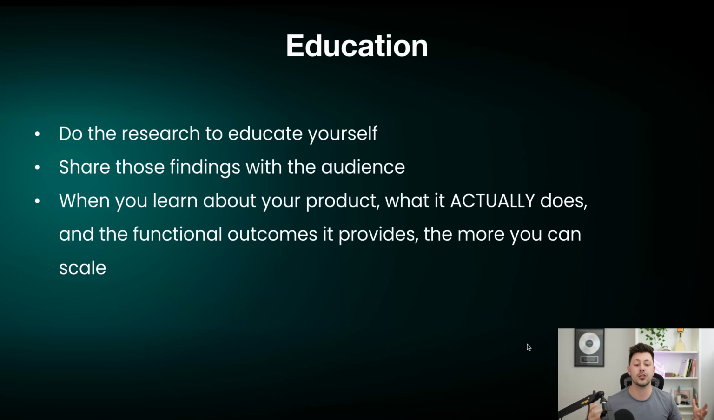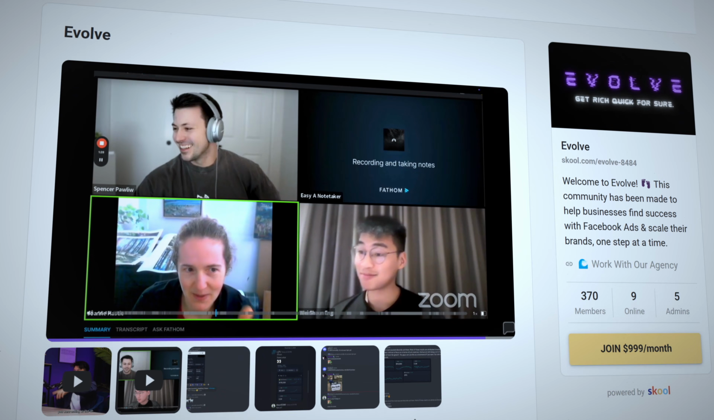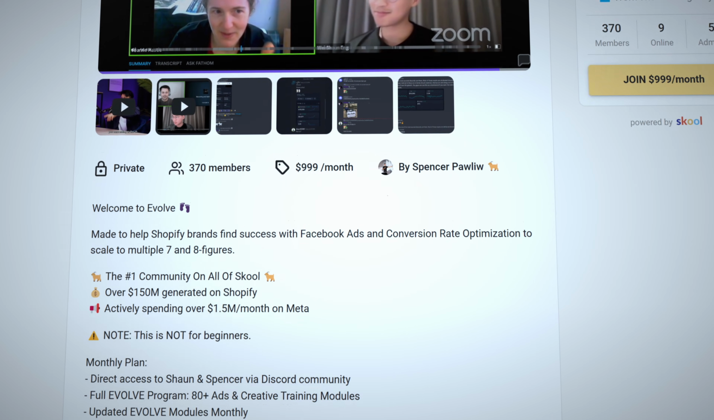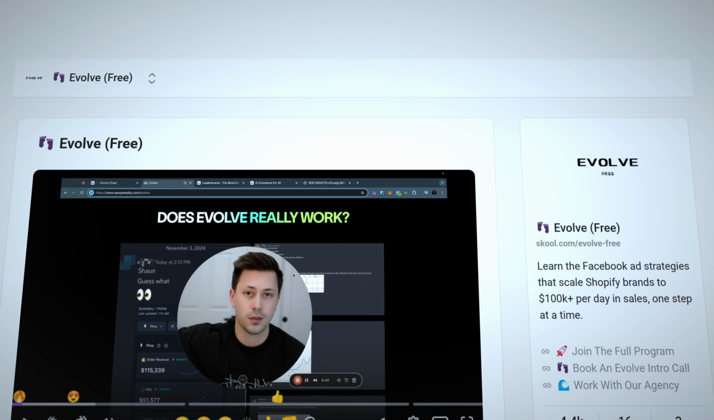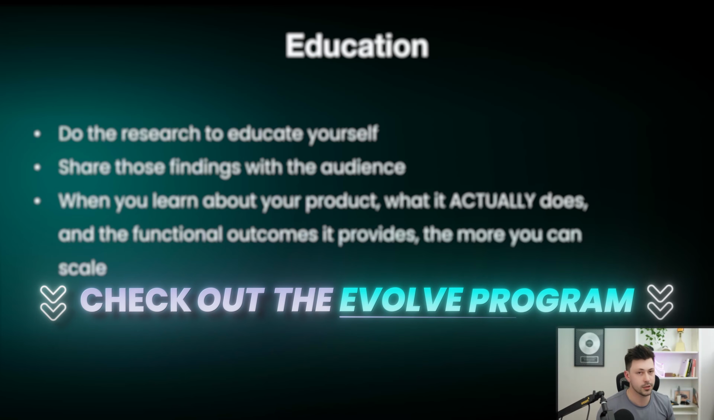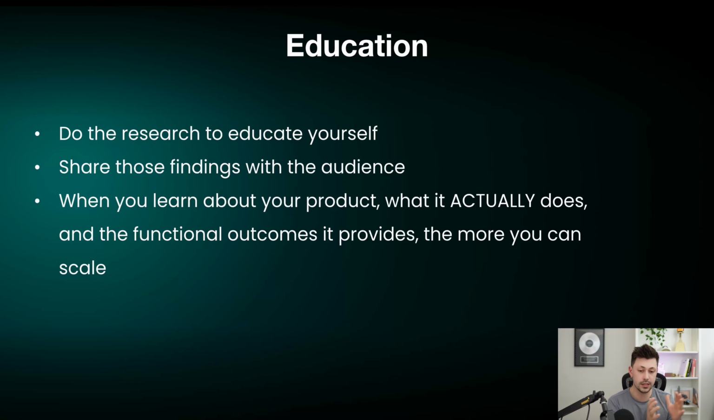Now, let's talk about education, right? And this is where unaware style ads require so much education and so much research. Okay, and in order to educate people, you have to do research to educate yourself, right? And in Evolve, we have over 20 different modules that show you how to go deep and do research. But even if you want to check out our Evolve free program, which again, there will be a link below to check both of those out, you can actually see at least 7 or 8 of them in there that also will show you how to go and do research to educate yourself.